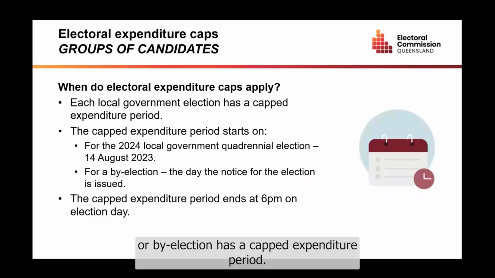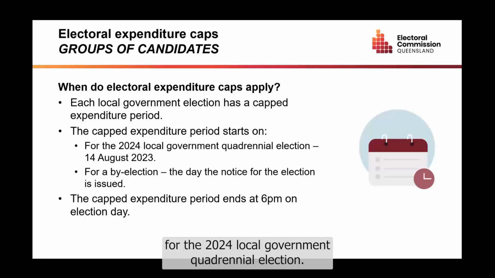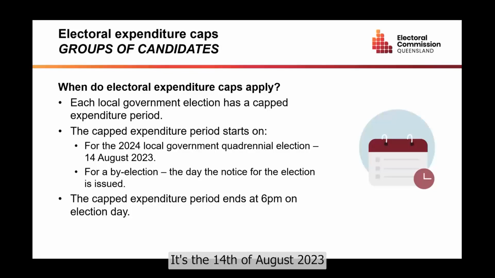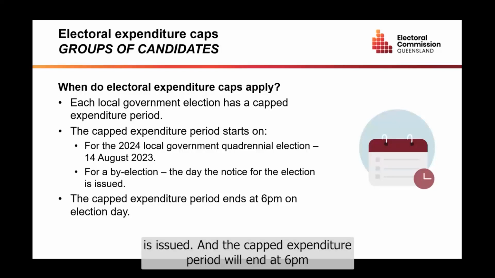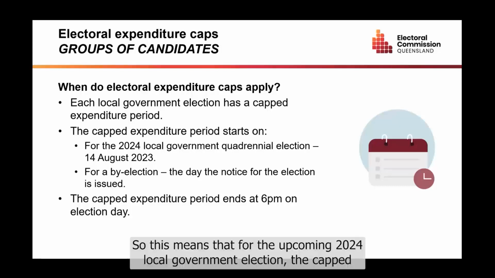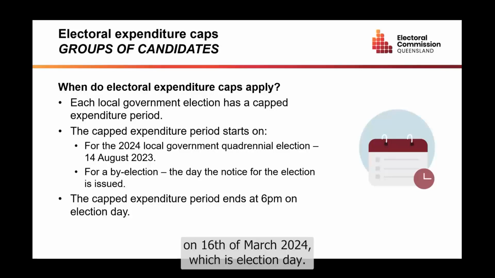Each local government election or by-election has a capped expenditure period. This is the time when the cap applies. The capped expenditure period starts for the 2024 local government quadrennial election on the 14th of August 2023, or for a by-election, the day the notice for the election is issued. And the capped expenditure period will end at 6 p.m. on election day. So this means that for the upcoming 2024 local government election, the capped expenditure period runs from Monday, the 14th of August 2023 and ends at 6 p.m. on 16th of March 2024, which is election day.